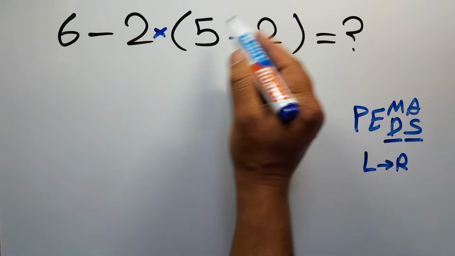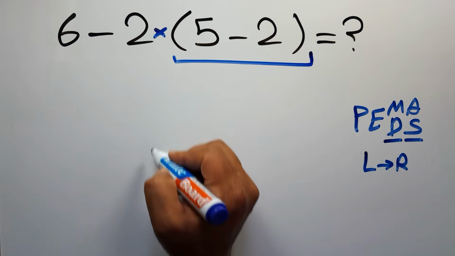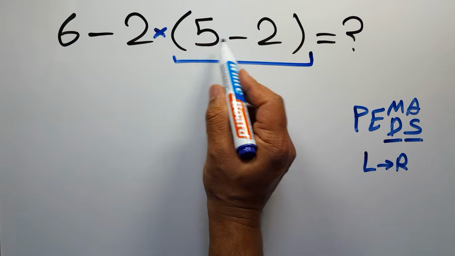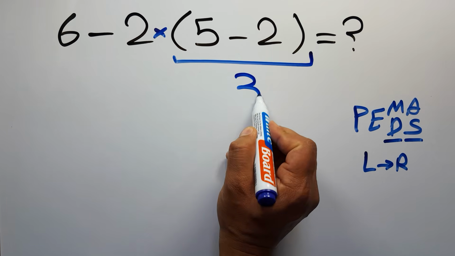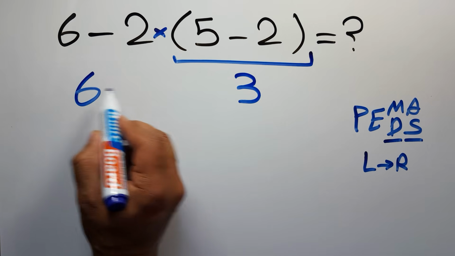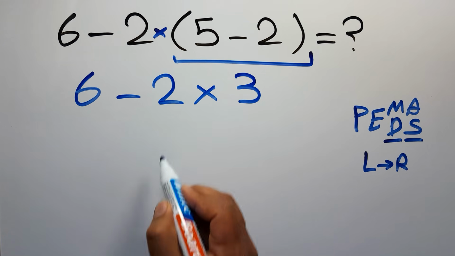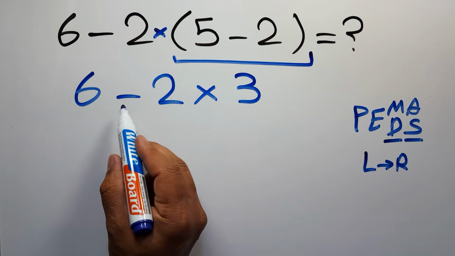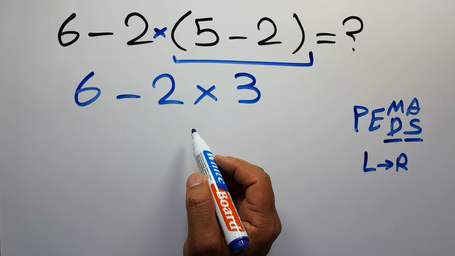So first we have to do this parentheses. Inside this parentheses we have 5 minus 2 which equals 3. So we have 6 minus 2 times 3. Now in this expression we have one subtraction and one multiplication.